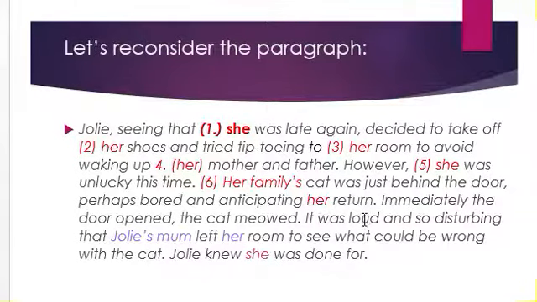It was loud and so disturbing that Jolie's mom left her room. Can you see that? Jolie's mom left her room. Jolie's mom left her own room. You can see she left the room where she was to see what could be wrong with the cat. Jolie knew she was done for. To be done for is a phrasal verb which means to be near, close to death, to be dying.